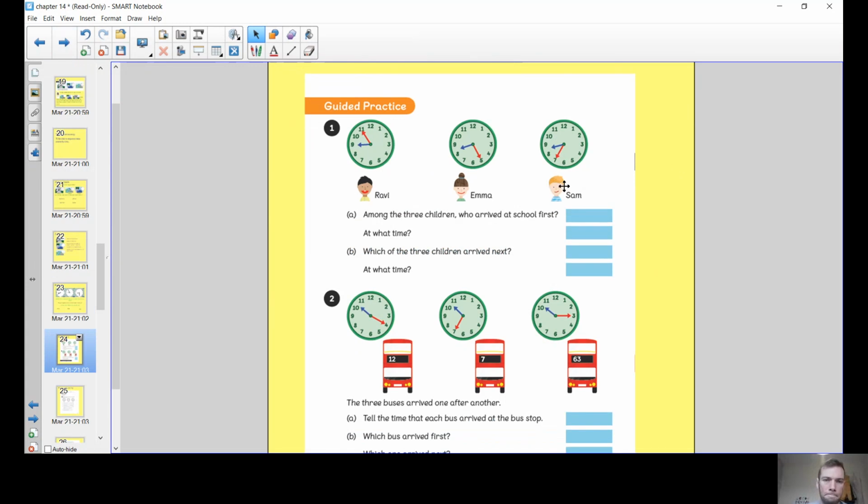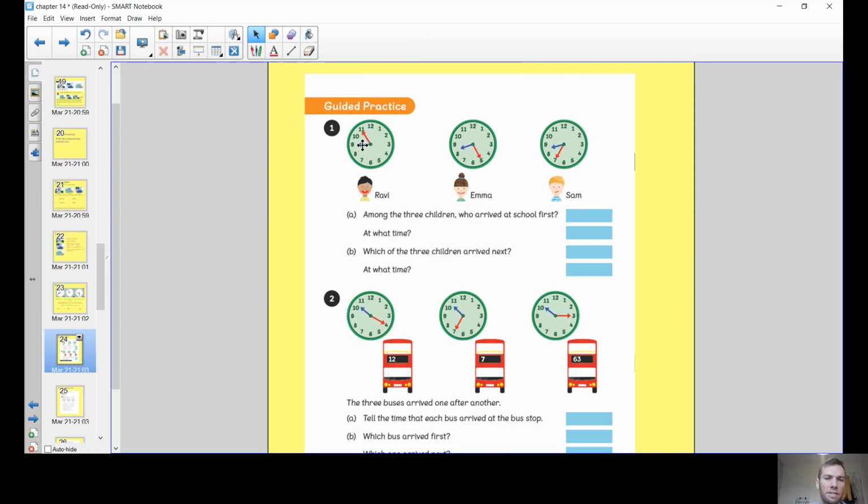Guided practice time. Among the 3 children, who arrived at school first? At what time? Well, Ravi is arriving at nearly 9 o'clock, 8, and we've gone round, and again I'm going to use my counting in fives to help me. 5, 10, 15, this is 55.